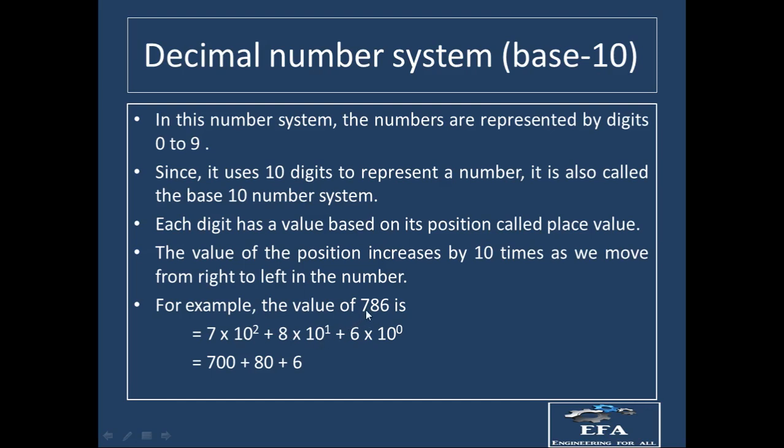On the other hand, when we talk about 7, 7 is again having the value of 7 cross 10 power 2. So in short, we can say that 7 into 10 power 2 will be equal to 700, 8 into 10 power 1 will be equal to 80, and 6 into 10 raised to power 0 will be equal to 6. So 6 is on the units place, 80 is on the 10th place, and 700 is on the 100th place.